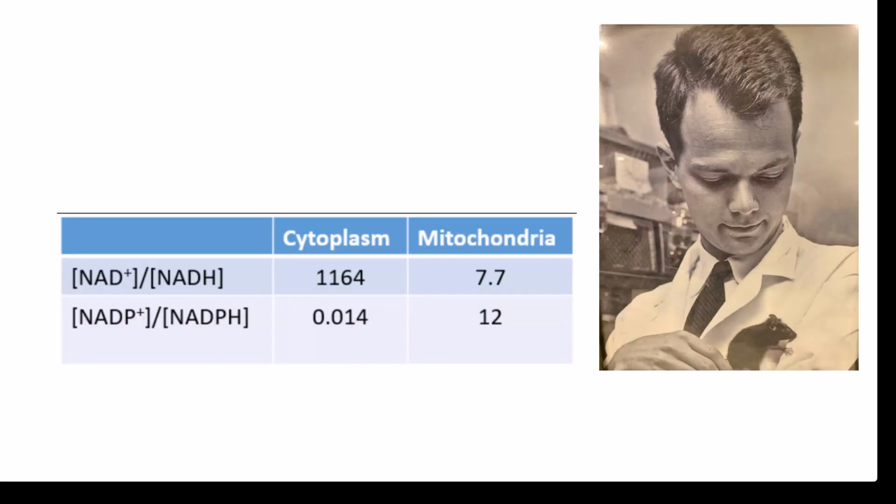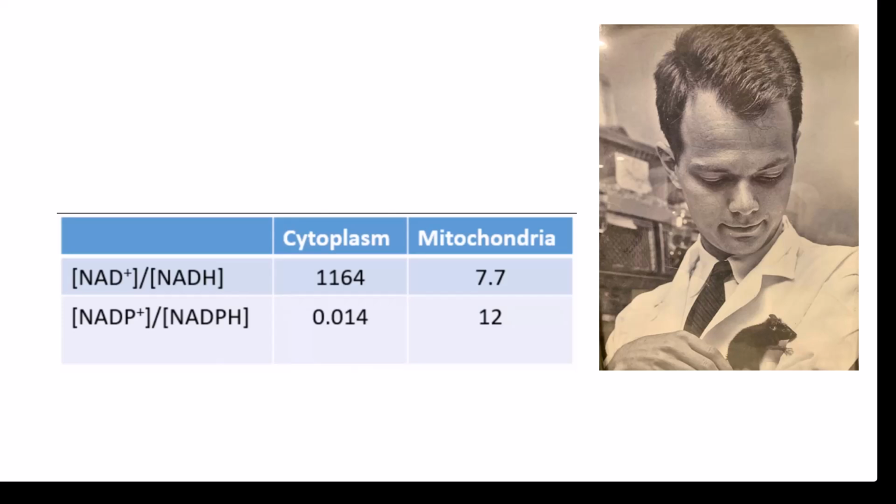Richard Veech measured the ratio of NADP to NADPH. If you look at the ratio of NAD plus to NADH, it was 1164. The ratio of NADP plus to NADPH was 0.014. These two ratios vary by 8.3 times 10 to the fourth. That is about 5 orders of magnitude difference. This difference was unbelievable to Hans Krebs.